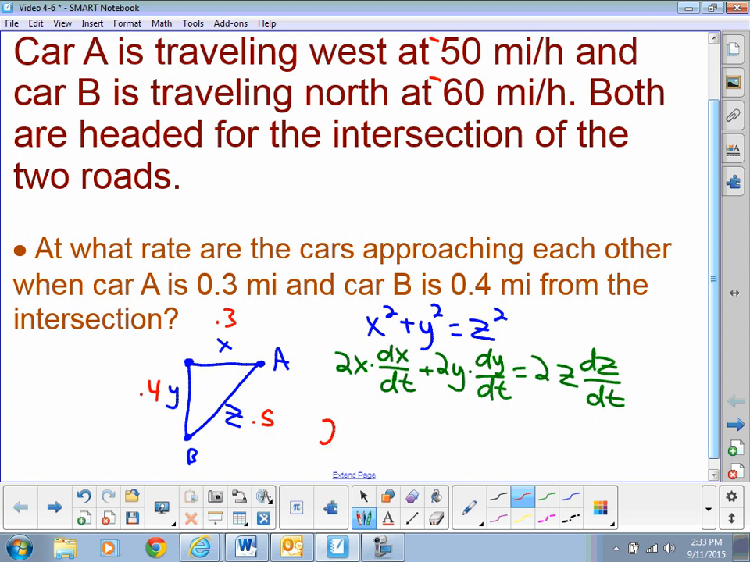So we're going to have 2 times our x value of 0.3, and then times our rate for car A, which was 50, but because the length was decreasing, we've got to put it in as negative 50. Then we'll have plus 2 times our y value of 0.4 times the negative 60, negative because it was decreasing, equals 2 times our z value of 0.5, and then we're looking to find dz/dt.